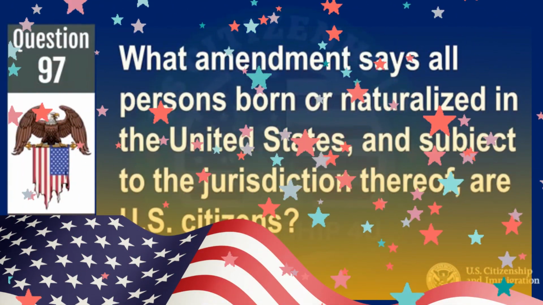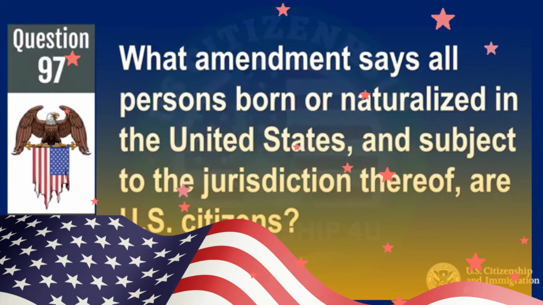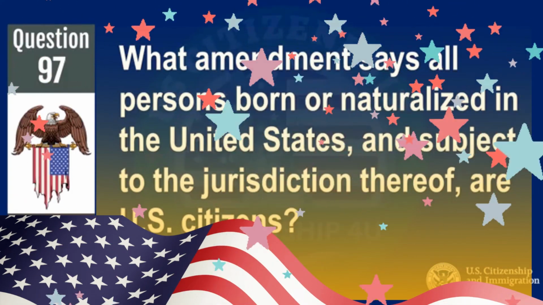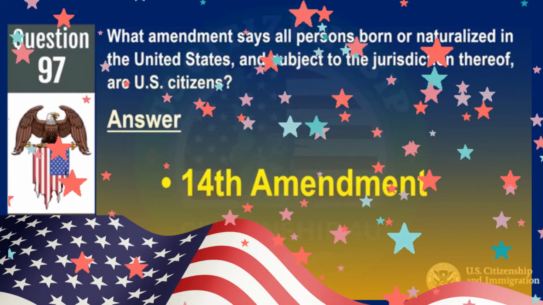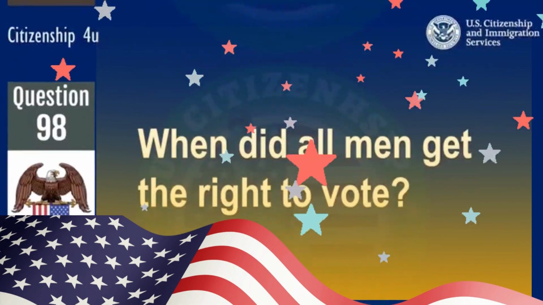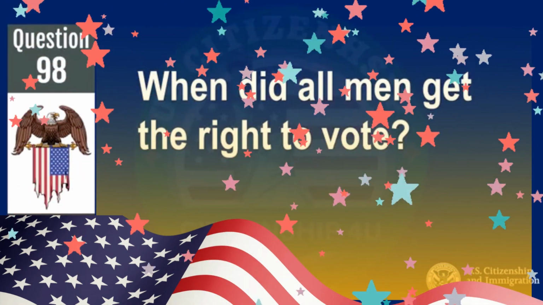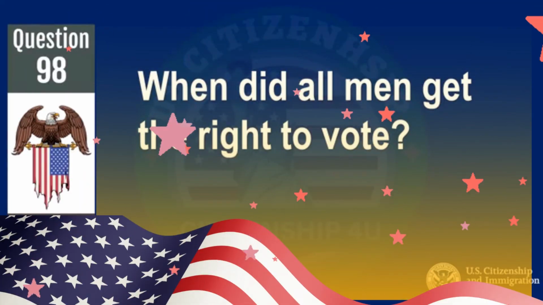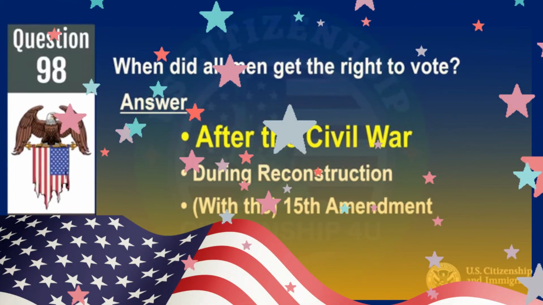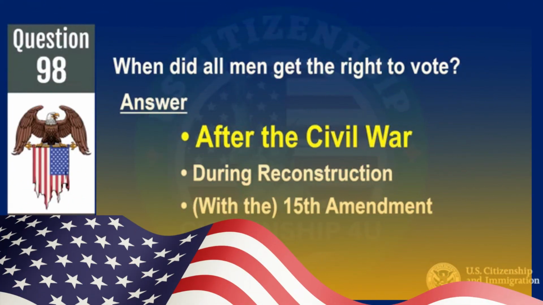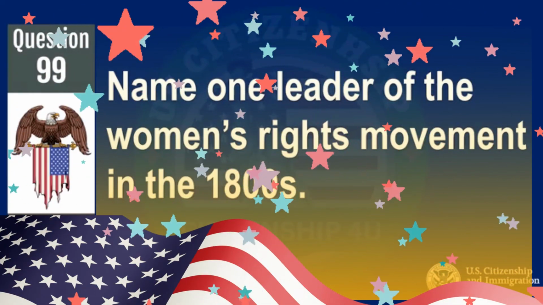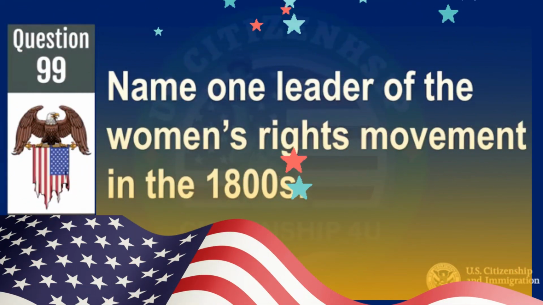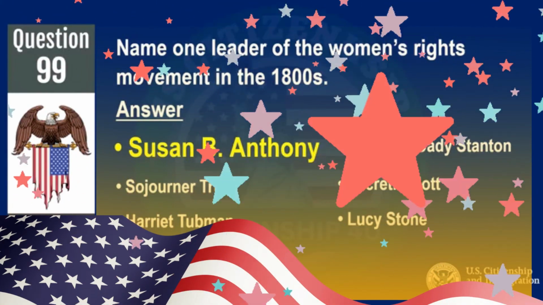What amendment says all persons born or naturalized in the United States and subject to the jurisdiction thereof are U.S. citizens? 14th Amendment. When did all men get the right to vote? After the Civil War. Name one leader of the women's rights movement in the 1800s. Susan B. Anthony.